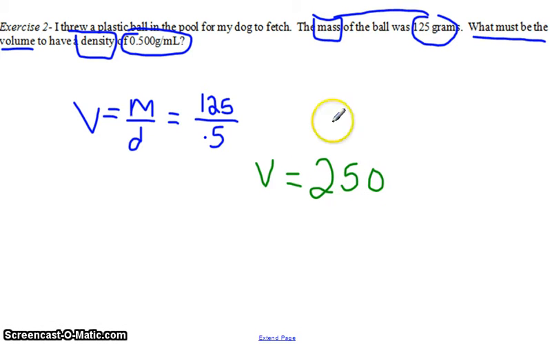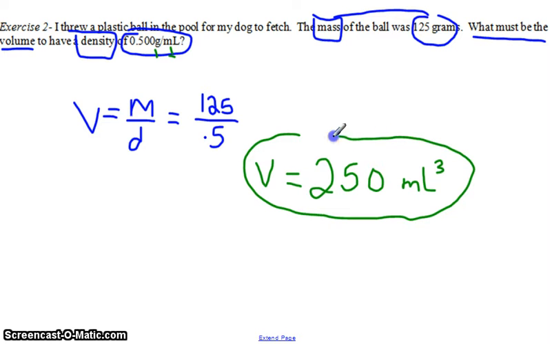Let's look at what our units would be. We know density is mass over volume. So this milliliter right here represents the volume. So we have milliliters, but you should remember that volume is to the third power. So volume is equal to 250 milliliters cubed. And that would be your final answer for exercise 2.